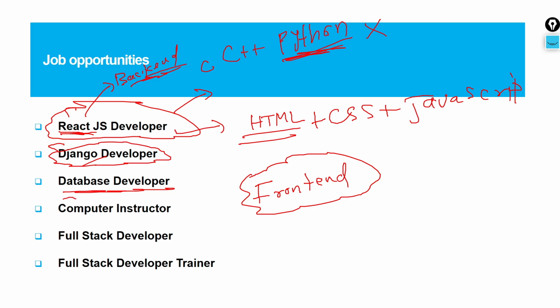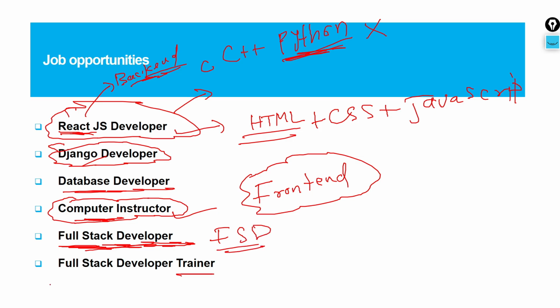And one more thing, suppose some students say, we don't want to develop something, we want to teach, because teaching is our passion and we want to teach the students. So this is like computer instructor or trainer. These fields are booming nowadays. So you can become a computer instructor, you can apply as a full stack developer, because ultimately we are learning full stack development. And after that you can also apply for full stack developer trainer. And if you are working as a trainer, you can do freelancing projects as well.